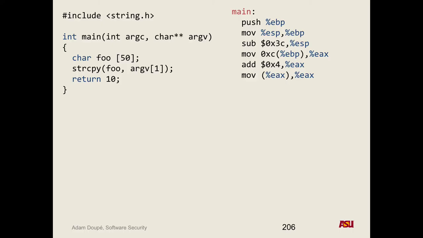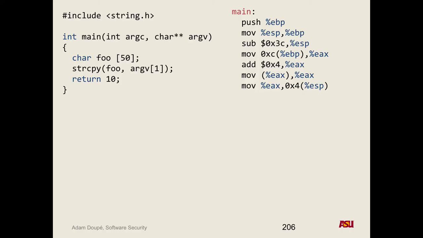So here we have the parentheses, right, which remember means dereference. So now we're going to go to wherever EAX now points to, which should be what now? It should be argv1, right? So this should be an address that points to some string that we passed in as part of argv. Then we move this EAX value, this string value, onto the ESP plus 4. Why ESP plus 4? Setting up the arguments for string copy. So argv1 is the second argument, so it's going to go first on the stack.